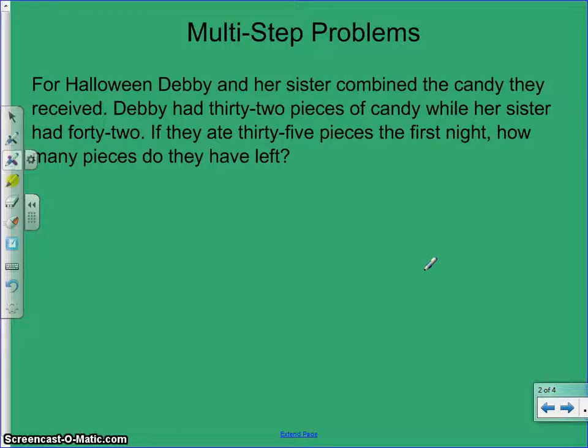Alright, so here's a problem. It says, for Halloween, Debbie and her sister combined the candy they received. Debbie had 32 pieces of candy, while her sister had 42. If they ate 35 pieces the first night, how many pieces do they have left? So here's two problems I have here. Okay? And the question that they're finally asking me is how much is left.